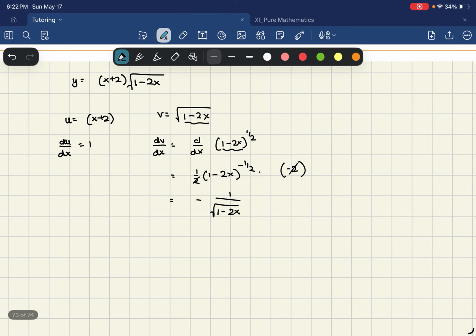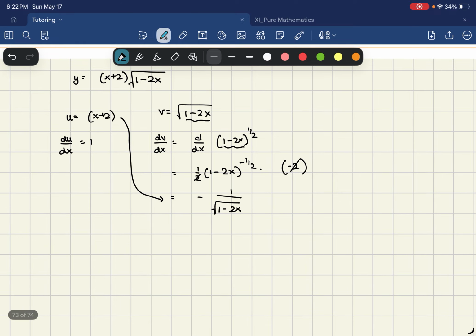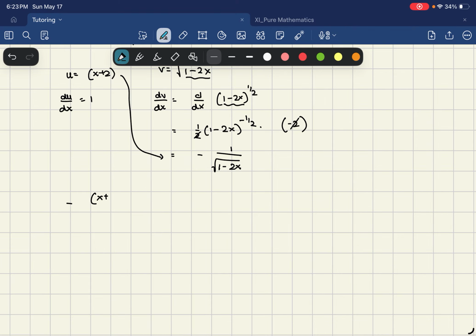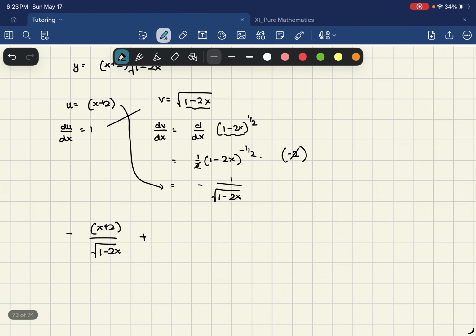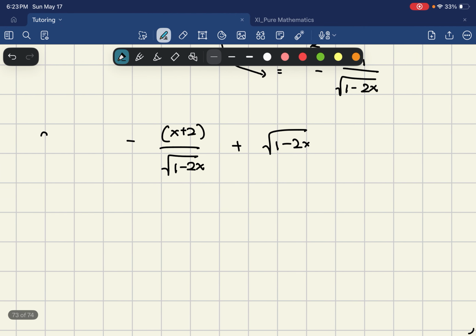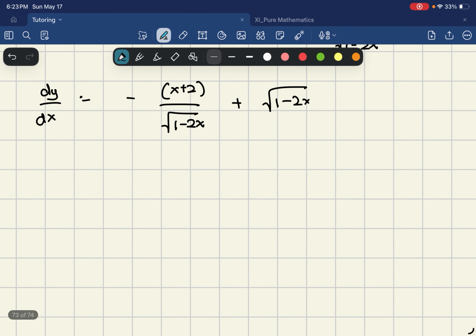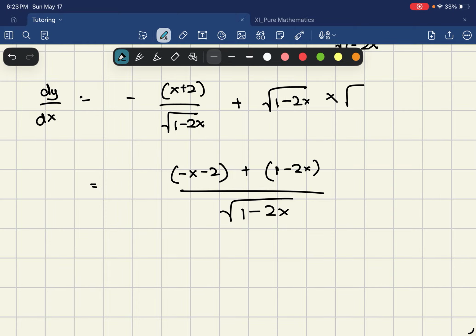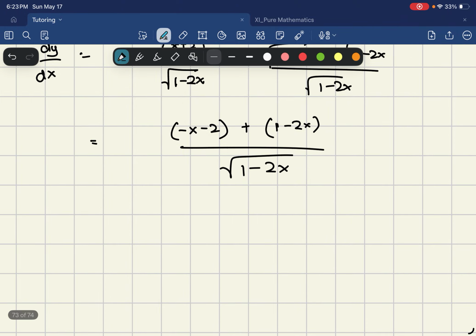So now, u dv by dx is going to be this value. If you multiply those two things together, you get this. Plus v du by dx is going to give you this. Alright, so this is dy by dx. Now, let's simplify so that they have a common denominator. If I do so, I'm going to get minus x minus 2 plus 1 minus 2x divided by the square root of 1 minus 2x. I just multiplied and divided by the square root of 1 minus 2x to get this expression.